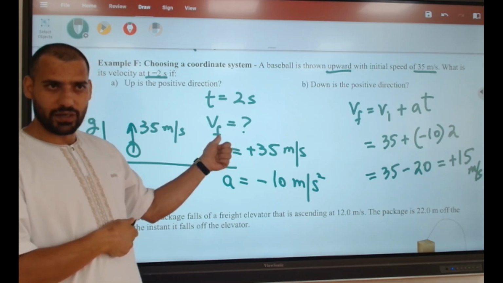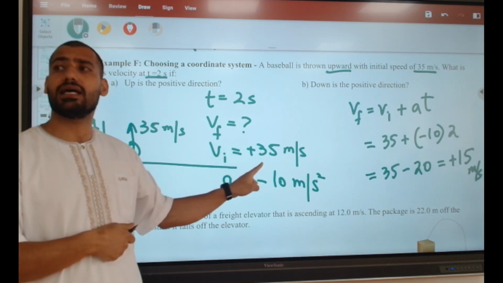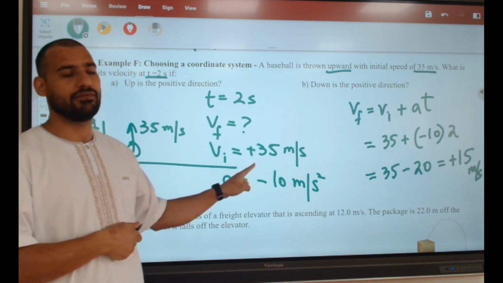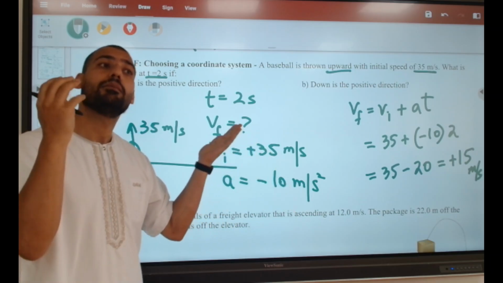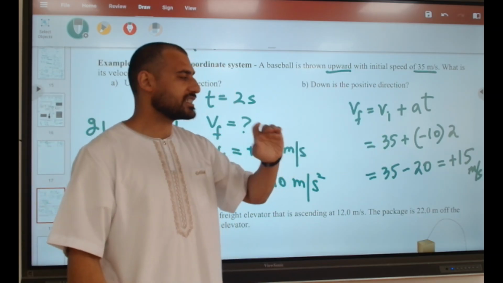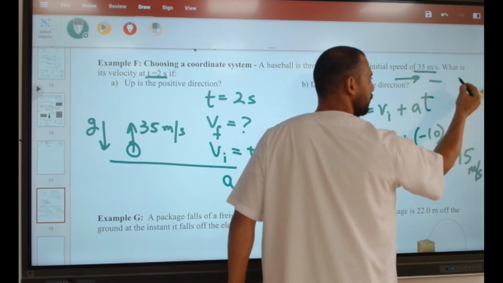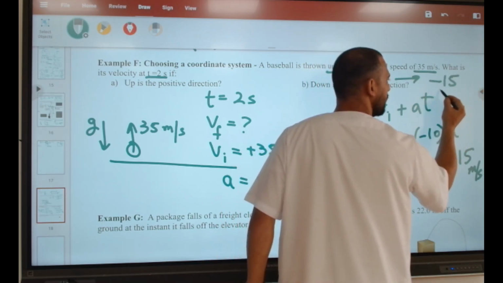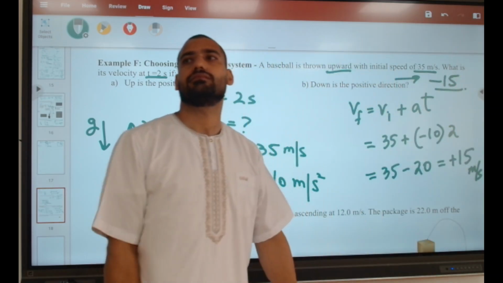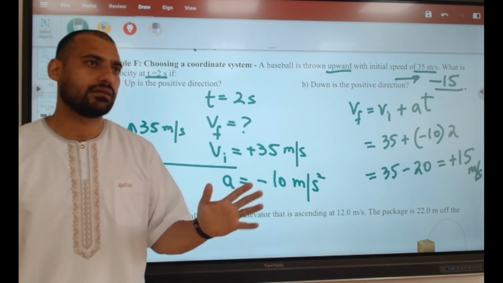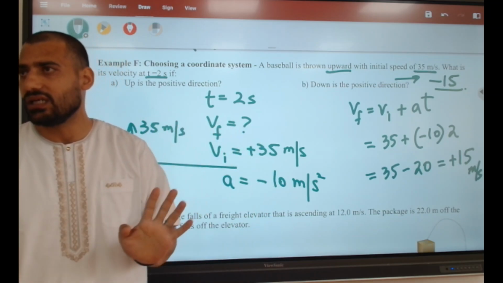Final velocity we have to find. Initial velocity will be taken as negative 35. And acceleration will be taken as plus. And therefore, for this case, the answer would be negative 15. Is that clear? Do you understand it? Do you have any difficulty?